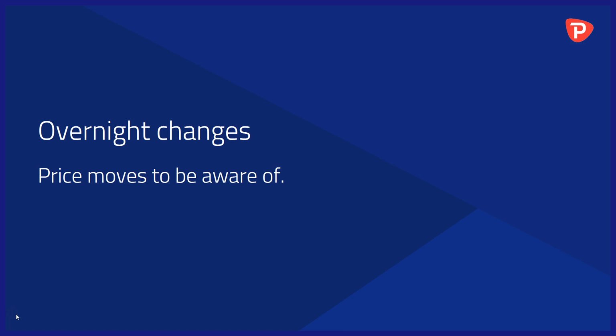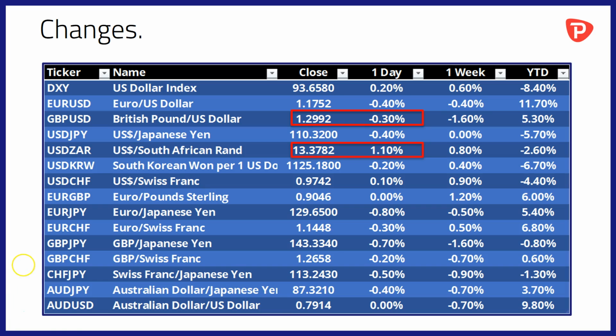Right, let's take a look at overnight changes, price moves we need to be aware of. This morning I just want to focus on a couple of items, ones that we actually mentioned yesterday. First of all, the pound sterling against the US dollar, or cable. We've broken below 1.30. Sterling was down 0.3% against the dollar yesterday, closed in New York at 1.2992. As I said yesterday, that 1.30 level is an important psychological barrier.